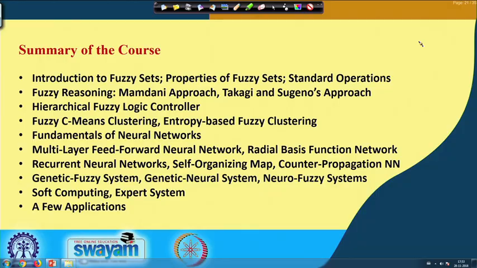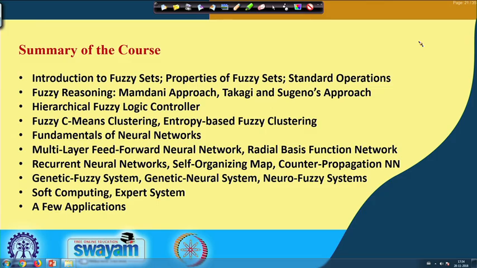We started with the concept of the classical set, or the crisp set, and we discussed that this classical set can handle only one type of uncertainty, using the principle of probability theory. But there are many other uncertainties in the world which could not be modeled using the classical set or probability theory, and that is why the concept of the fuzzy set came into the picture.